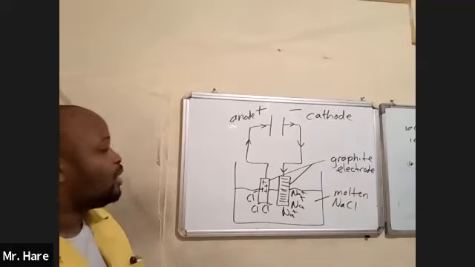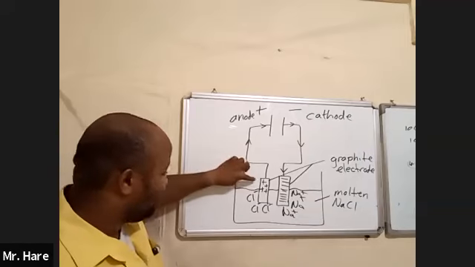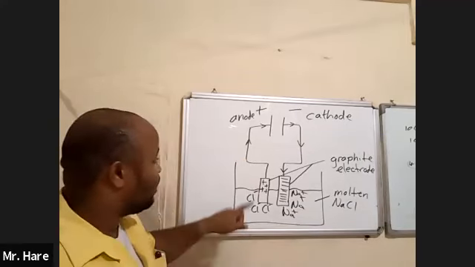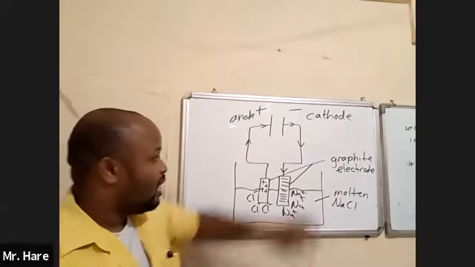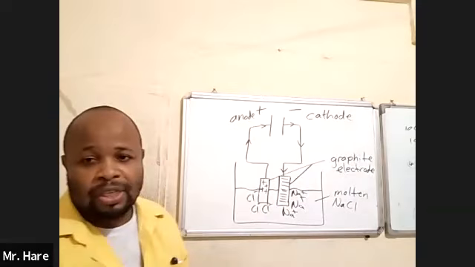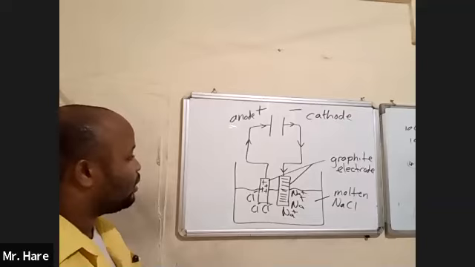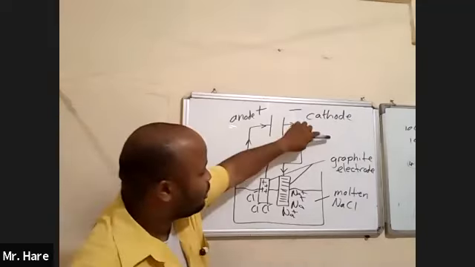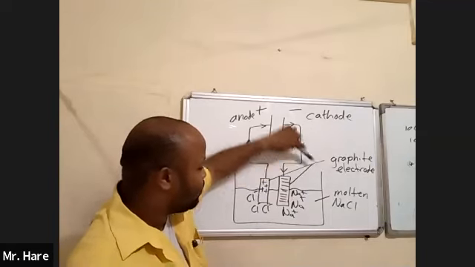All right? So what happens when the negative ions are attracted to the anode and the positive ions are attracted to the cathode? I'm going to use two equations to explain it. So let me put it in. Sir, don't erase it as yet. No, I'm just going to erase the word graphite electrode.